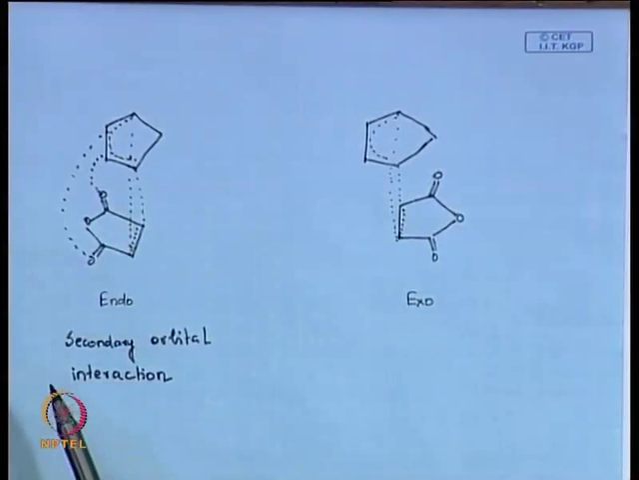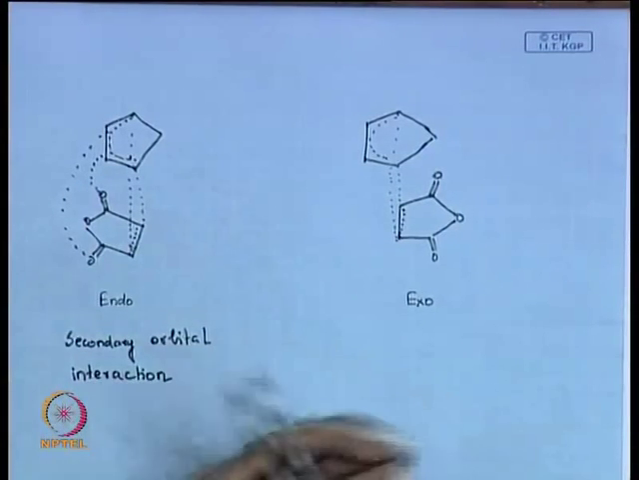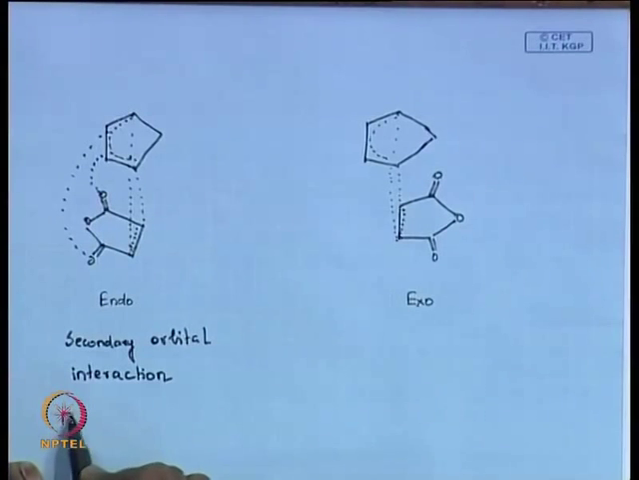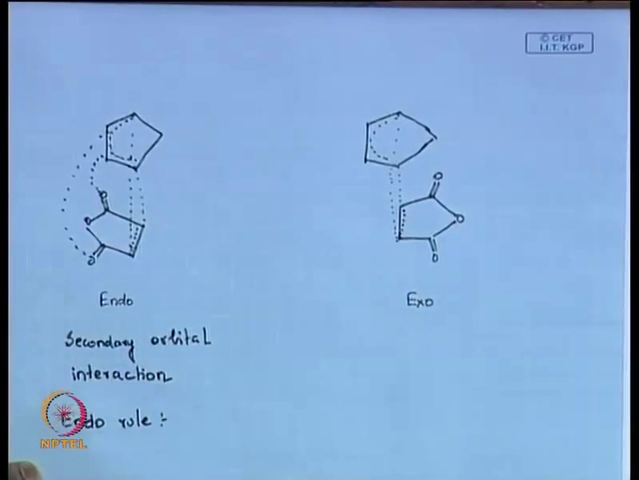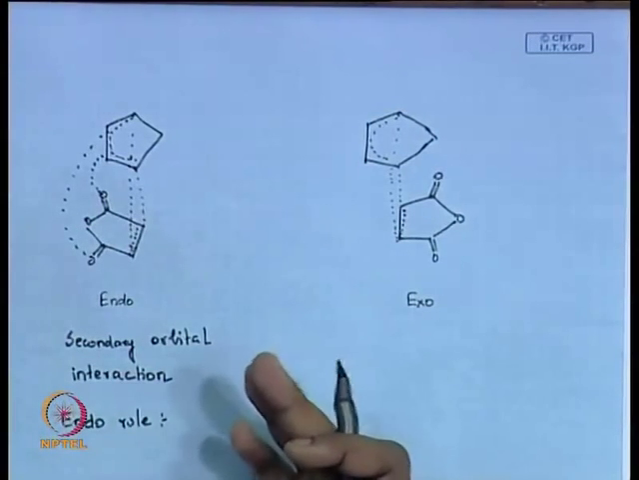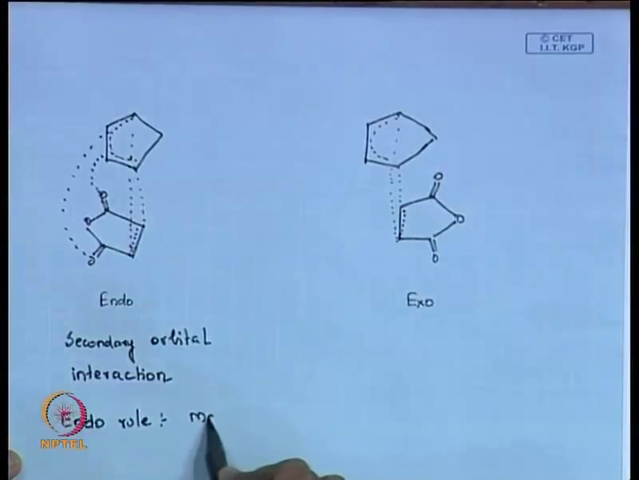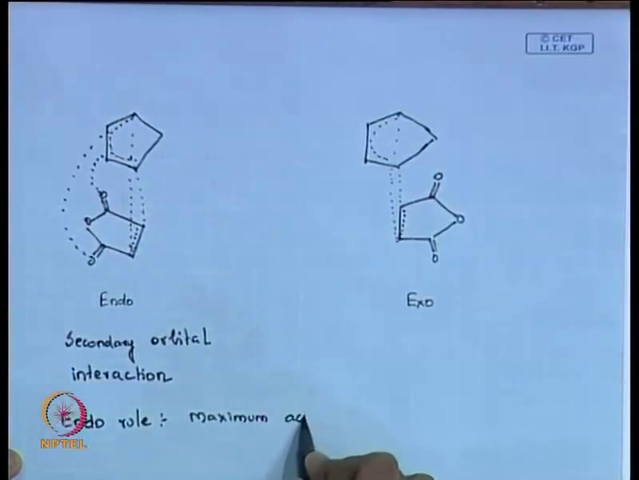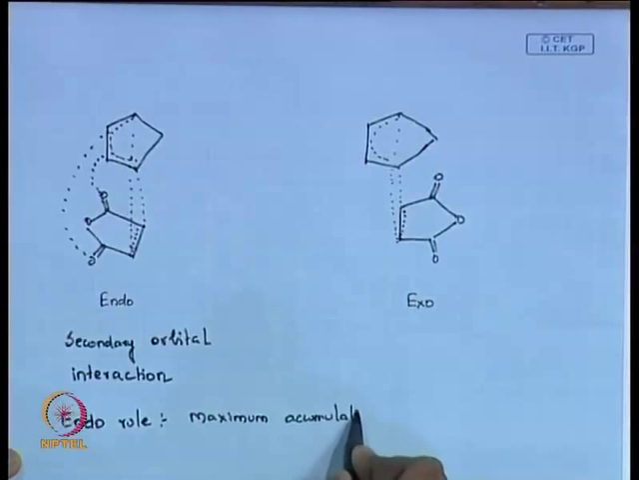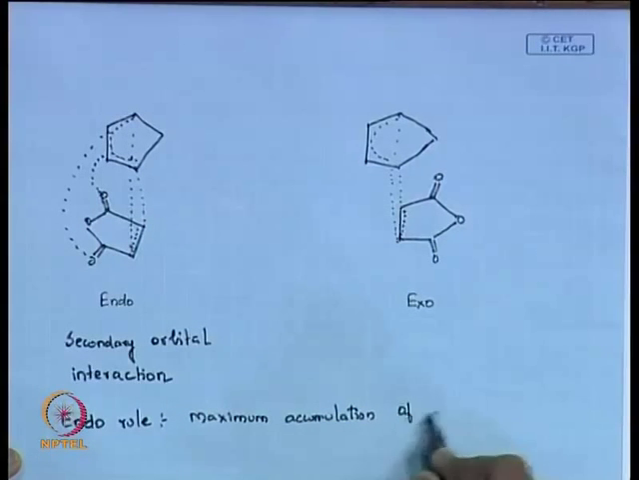You call this endo rule also. What does the endo rule say? Maximum accumulation of double bonds on one side. It is nothing but maximum accumulation of double bonds.